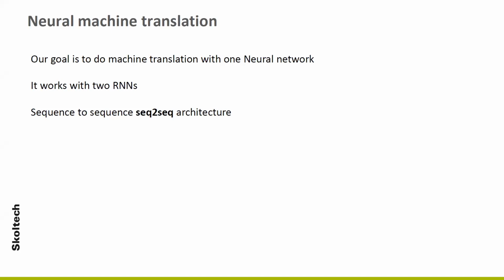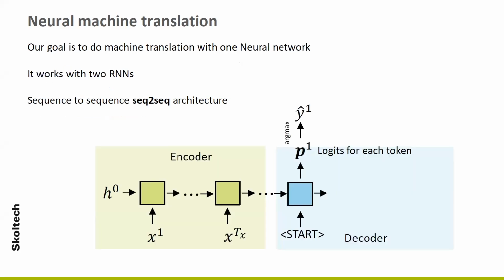So again, we want to replace all this hard engineering with a single neural network. And maybe the simplest idea here is to use two recurrent neural networks, or two different neural networks of any type. One of these networks is an encoder, another one is a decoder. The encoder takes some input words, embeddings for these words, that we pass to an RNN.